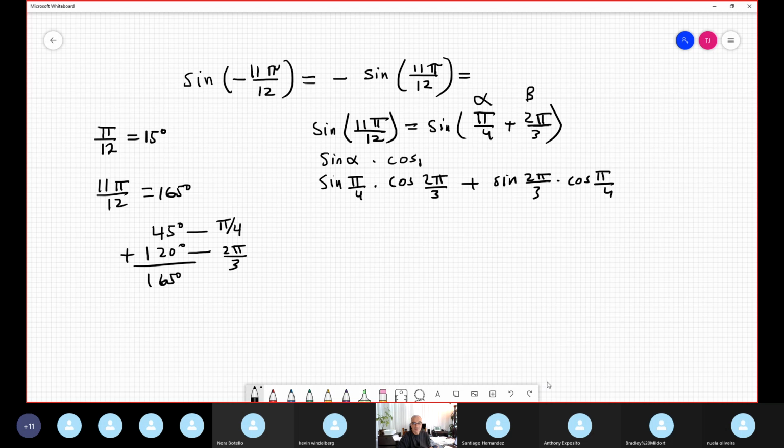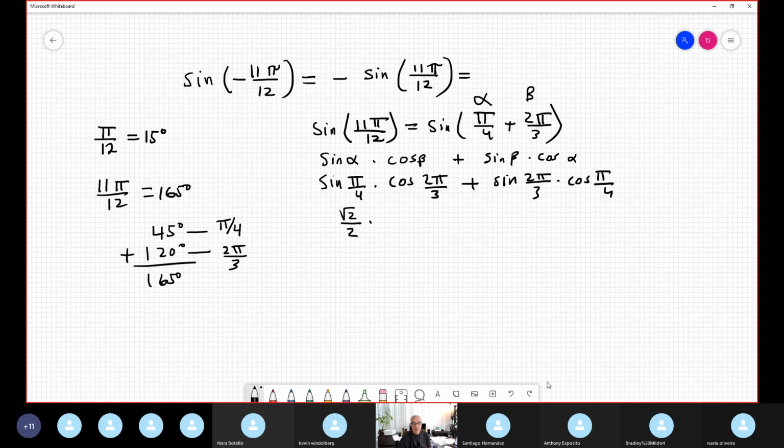Cosine beta plus sine beta cosine alpha. Cosine alpha, yes. And you replace. Sine pi over 4 is radical 2 over 2.